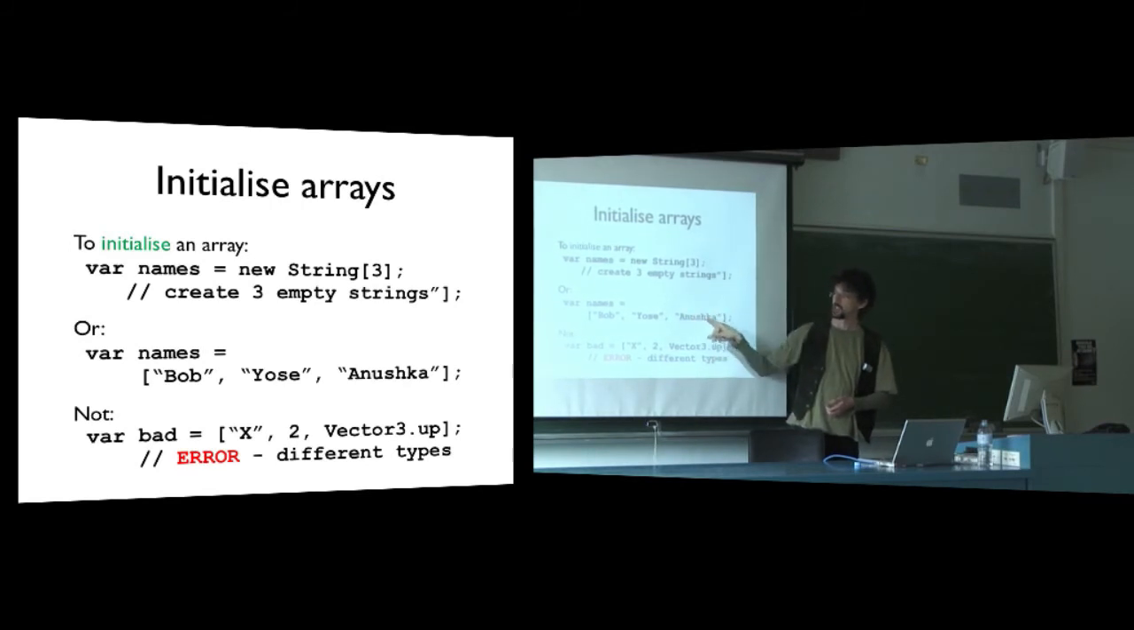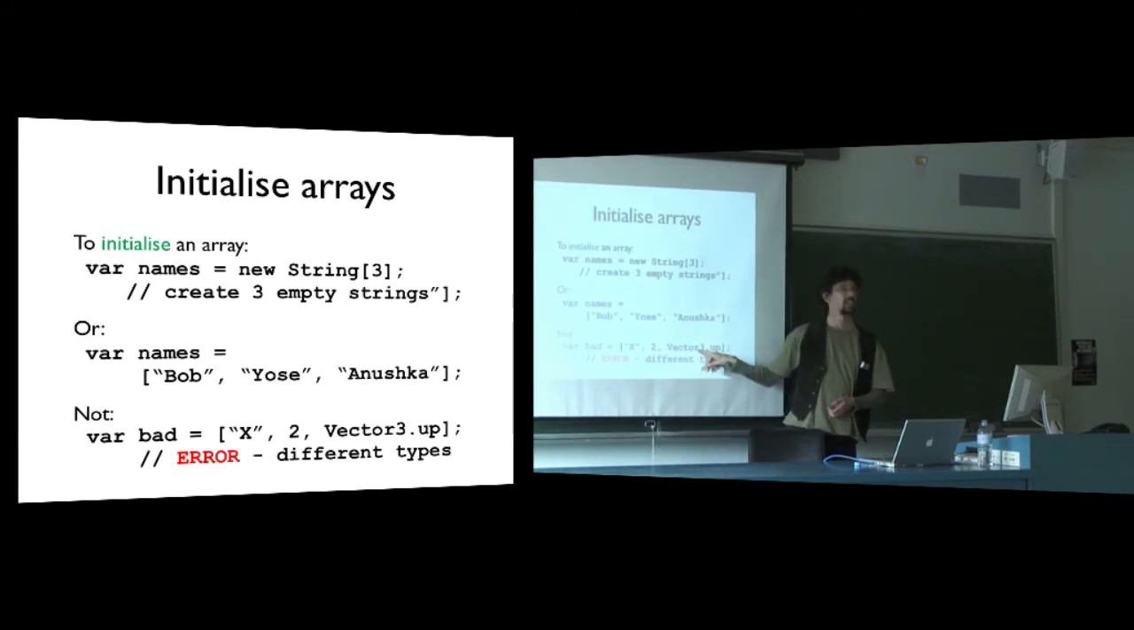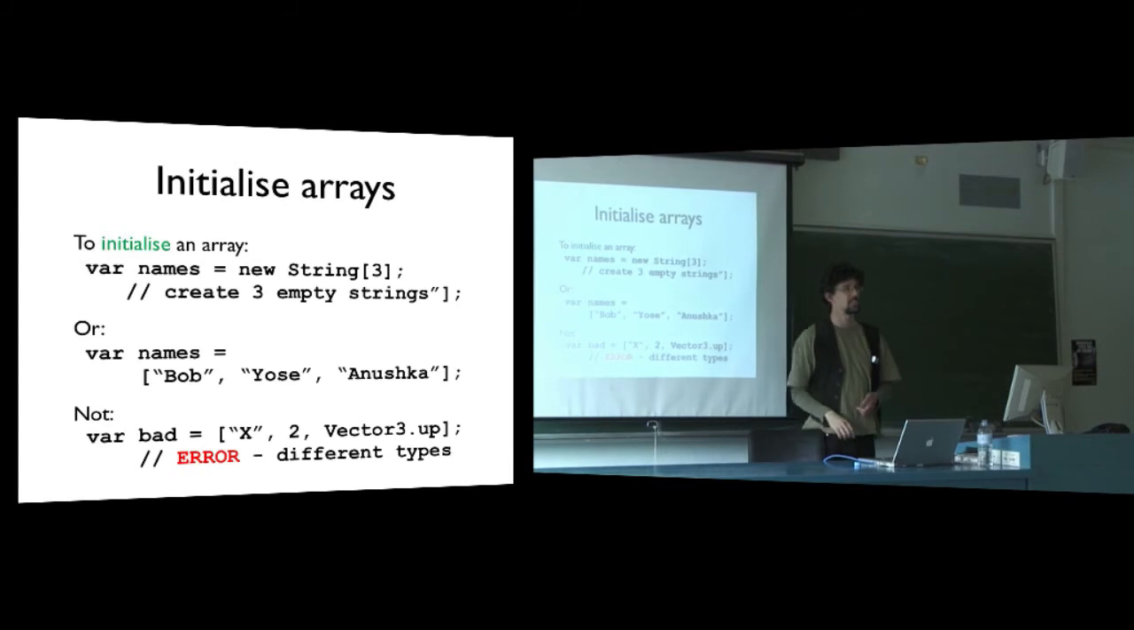So this is automatically an array of strings, because all 3 things in here are strings. This is a string, this is a number, this is a vector. There are different types. We can't have an array of different types.